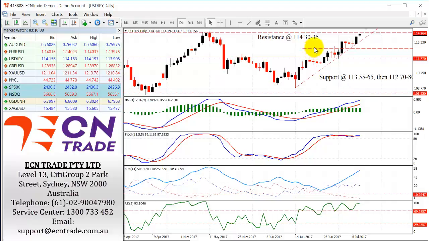So do be a little bit cautious if you are trading from a long side and keep your stop losses in accordance to your preference. Then look towards the downside now. A break beneath 113.55, 65 would see the market unwind out of this overbought condition and look back towards 112.70, 80 and reassess from there.